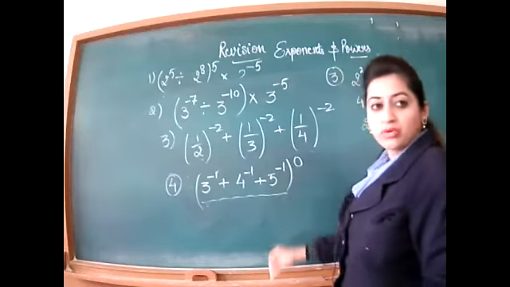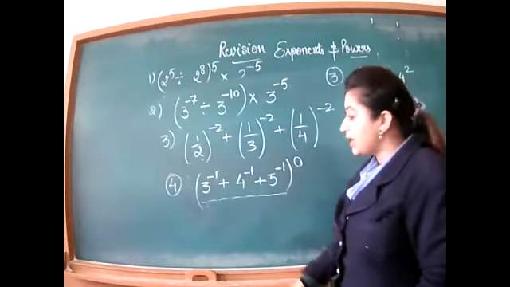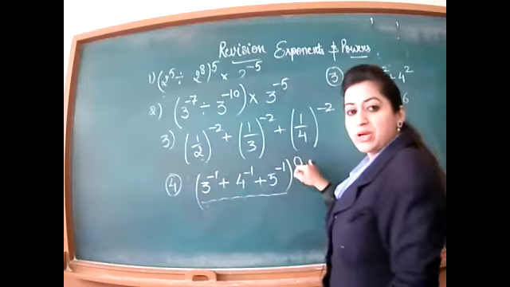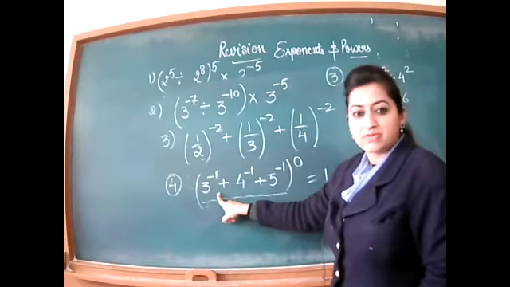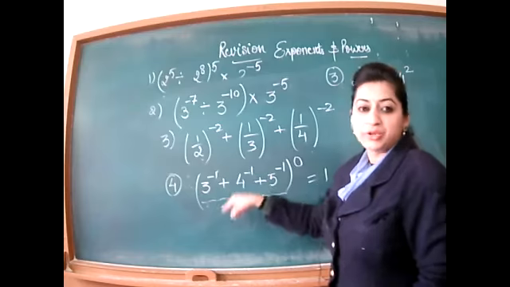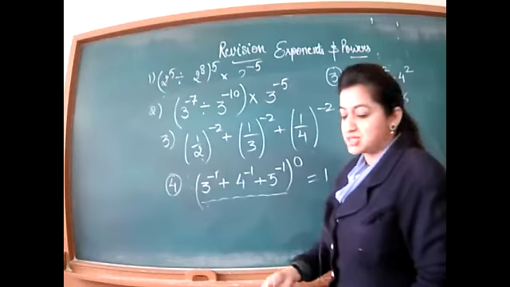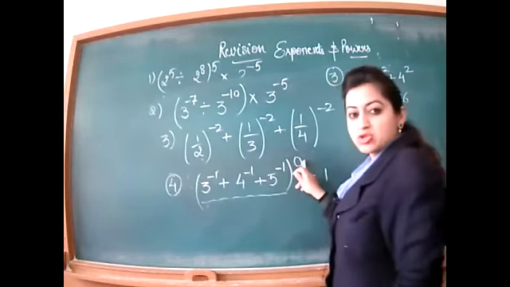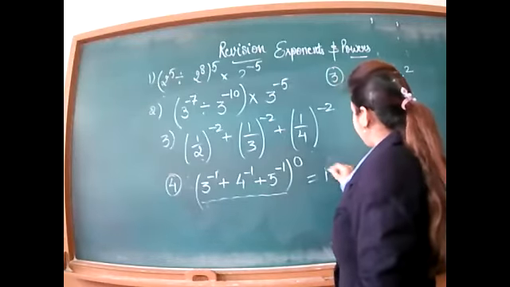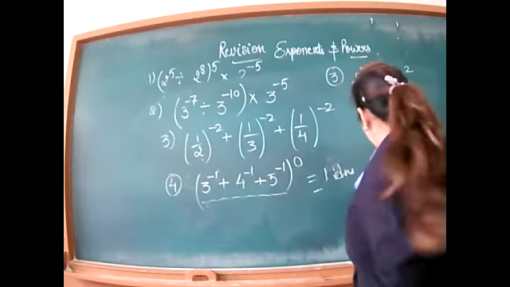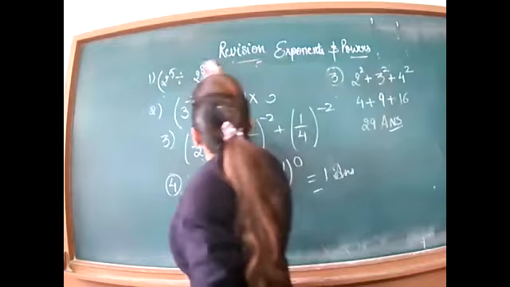Here, no need to solve this. Why? Because anything raised to power 0 is always 1. You can solve it, you can write 1 by 3 plus 1 by 4 plus 1 by 5 and take the LCM. But why waste time? Anything raised to power whole 0 is 1. So the answer is directly 1. No need to solve. Okay. So let's start with the next question.